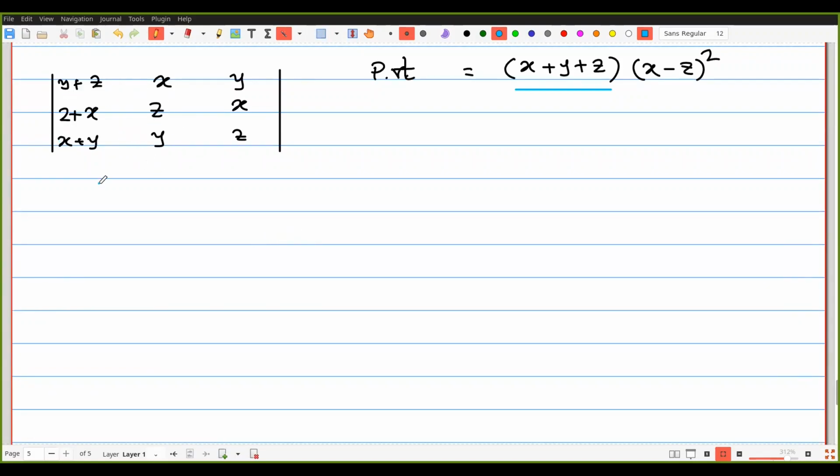Now check the first column y plus z, second column x, first column z plus x, second column z or x, third column x plus y, y. So there is something which we have to proceed in a different manner. So at that moment we are doing the first one, r1. First, r1, we are doing r1 plus r2.